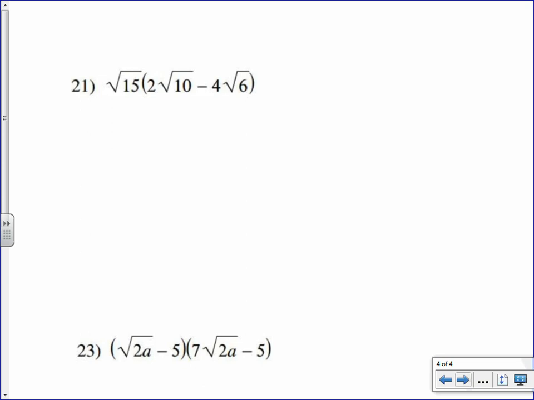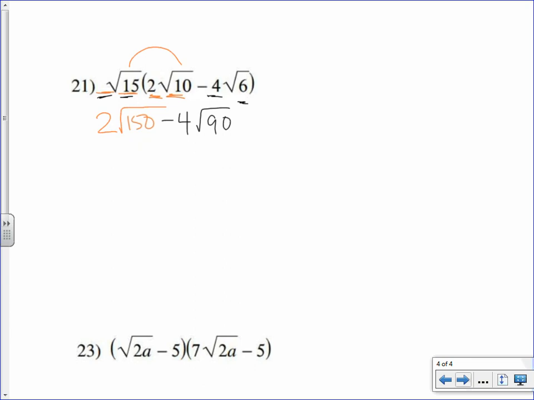Again, we are distributing. This 1 times 2, that's 2. 15 times 10, 150. Minus 1 times 4, that's 4. 15 times 6 is 90.